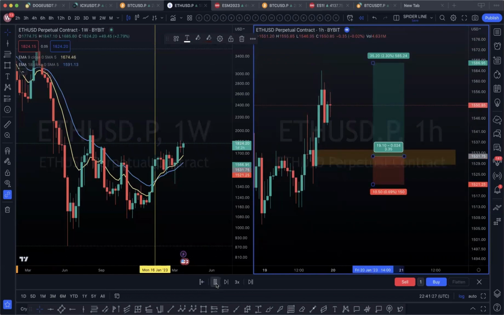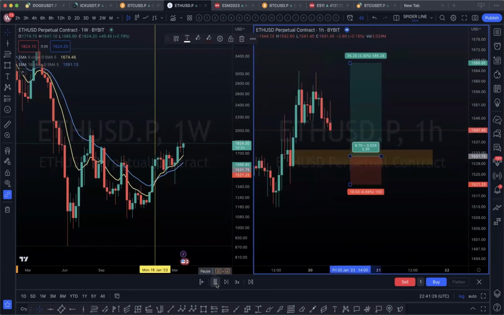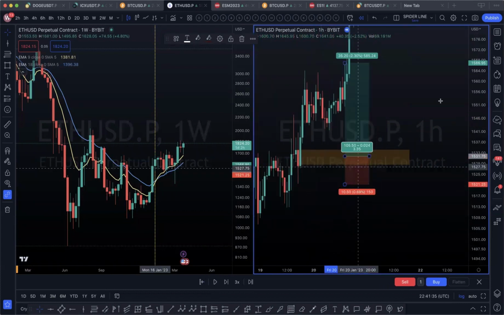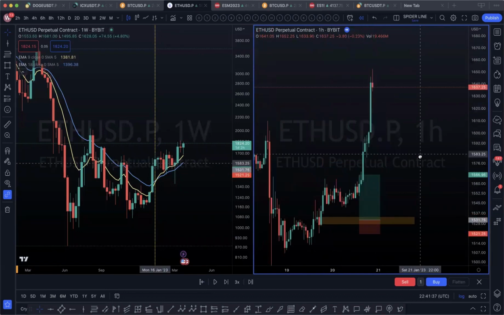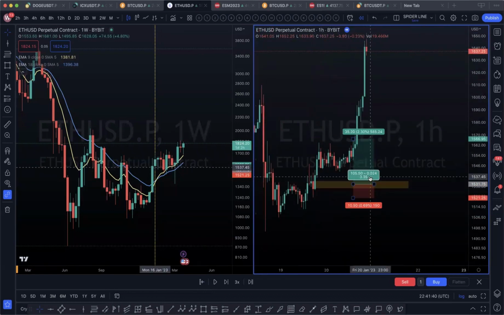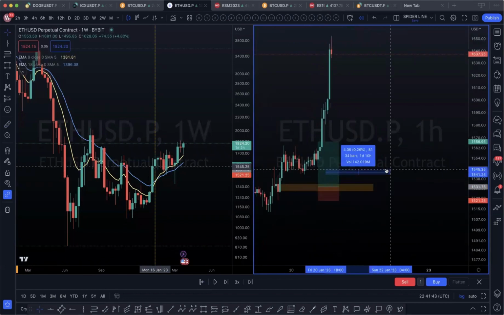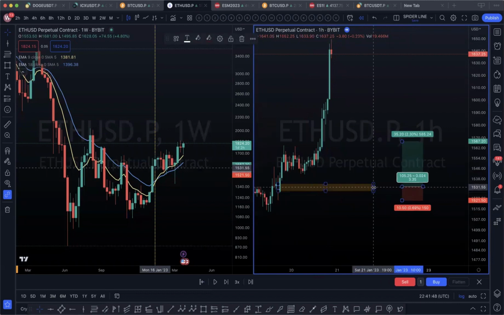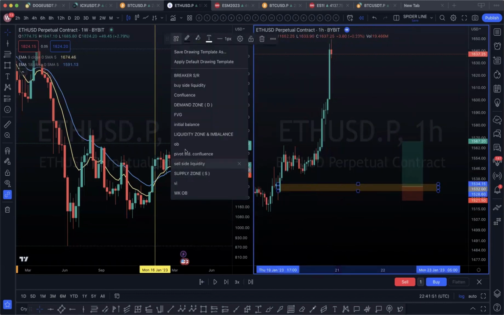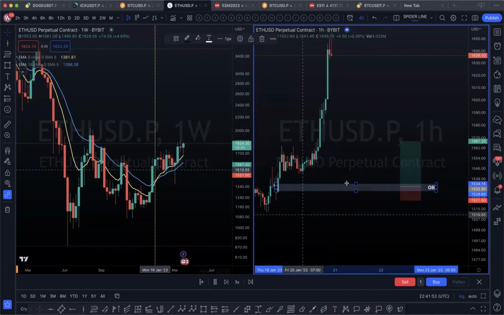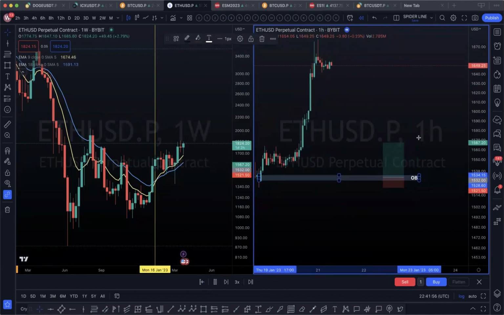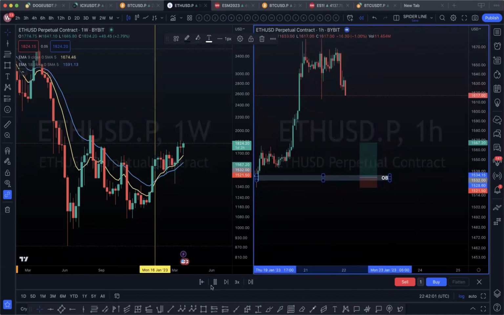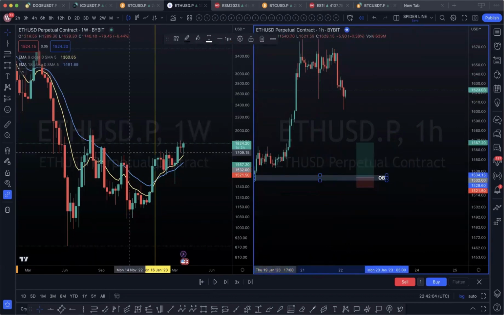Now take a look at this. Price has not come yet. You're still waiting. Don't worry, you're not missing anything. Just wait for price to come back to this order block. Mind you, we have another.